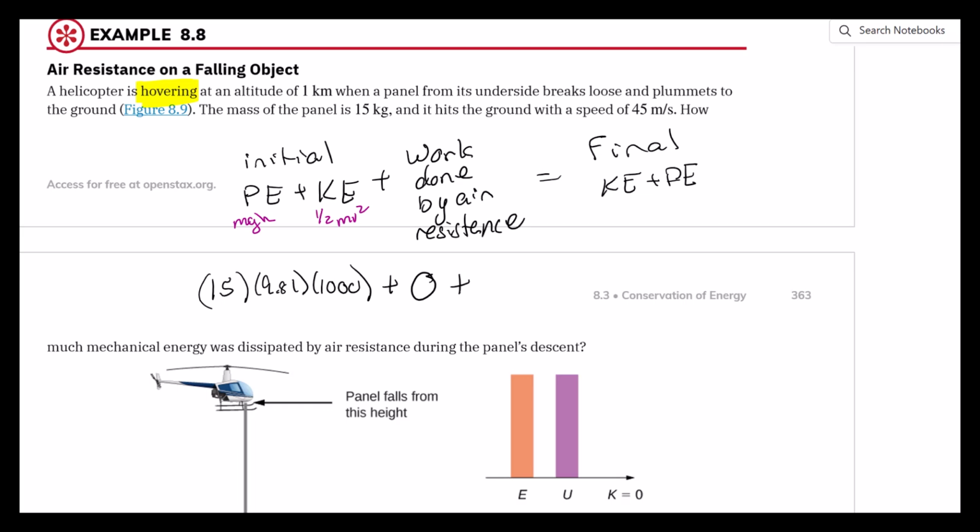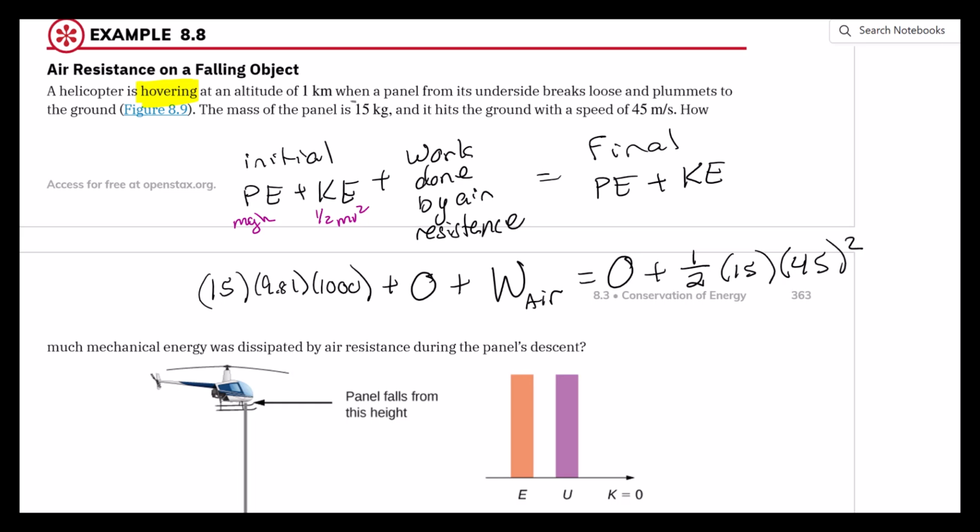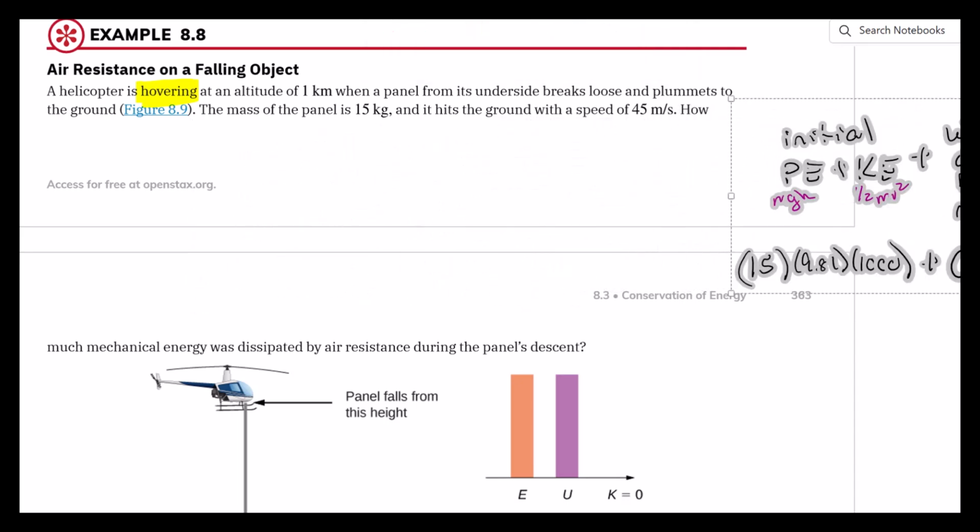Since it's hovering, that's 0. Now this is the work done by air resistance. And then we need our final kinetic energy plus potential energy. I put those in a different order. Does that bother you? I can put them back in the same order: final potential plus kinetic. All right, so the final potential energy, if I'm on the ground, is 0, and I hit the ground at 45 meters per second, so 1/2 mv squared.